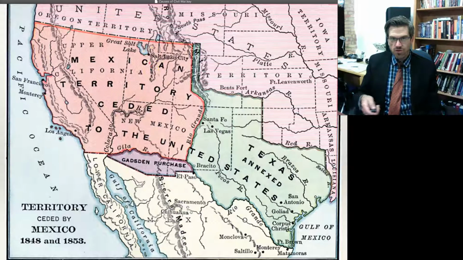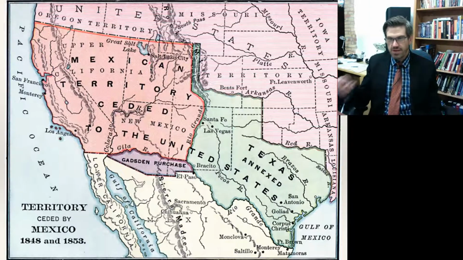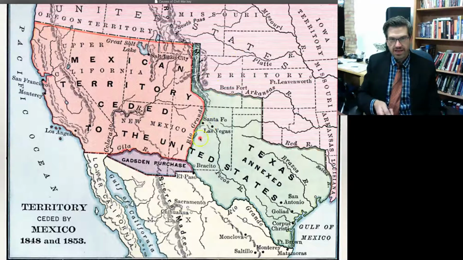Now, after the war, obviously, the United States wins, and Mexico cedes this land. Actually, we paid for it, but we were able to buy it because we won the war. This land all through here becomes the United States. And then later, the Gadsden Purchase, we purchased this little sliver of land as well.